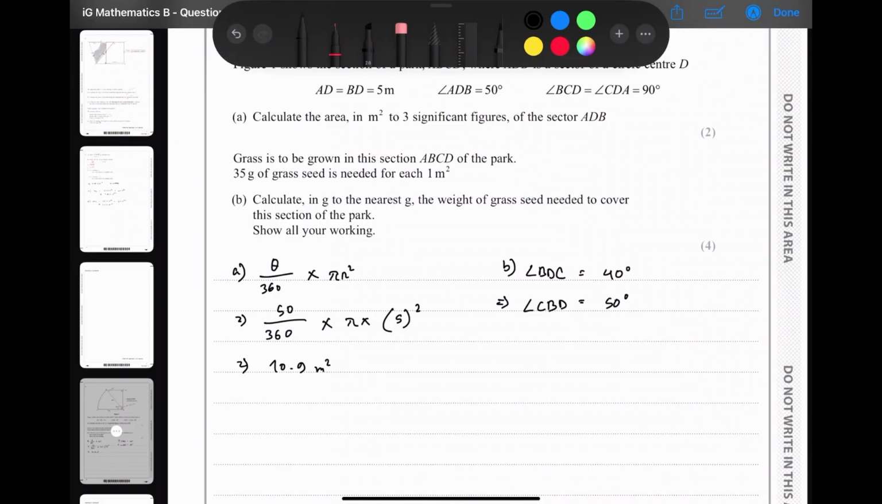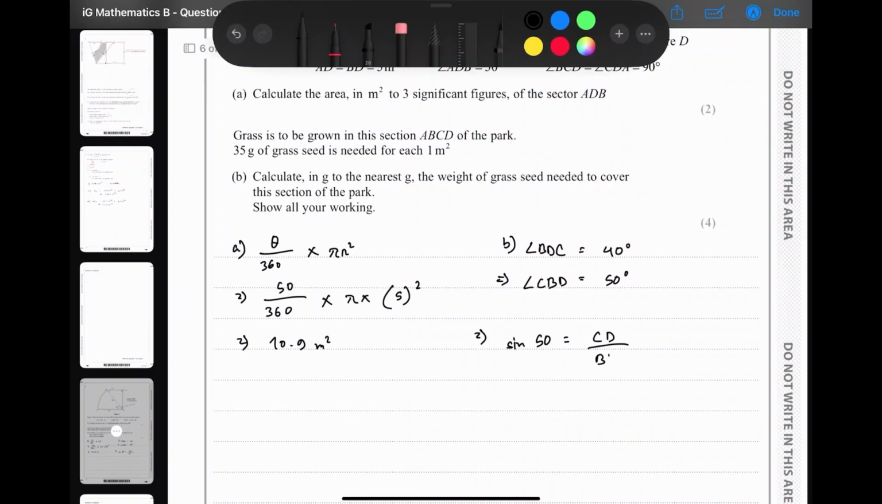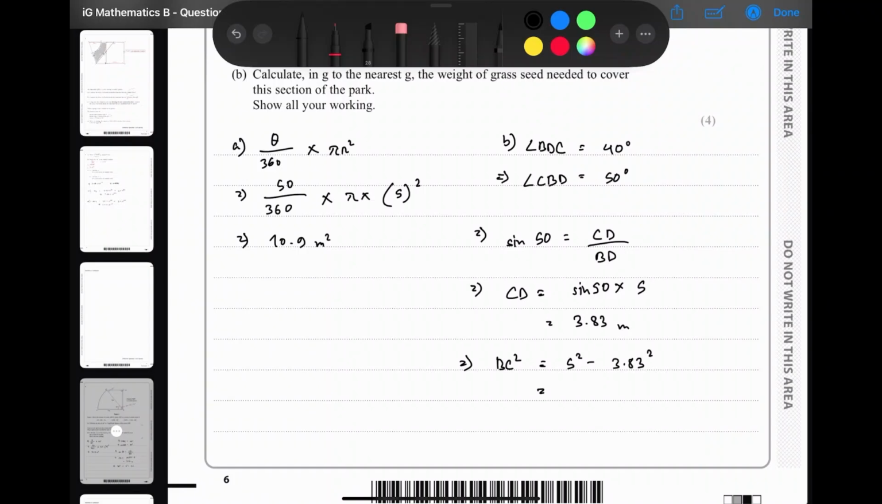Now we can use sine to get the length of the sides. Here we get one of the sides, CD, as 3.8 meters. Now we can use the Pythagoras theorem to get the other length. And we get 3.21 meters.